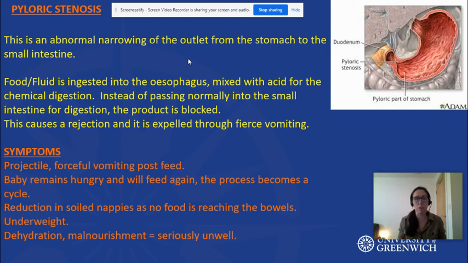So the baby's going to be underweight because they're malnourished. They might also become dehydrated. And when a baby of less than 28 days becomes dehydrated, it's very difficult to reverse that. So you need to recognize the signs of dehydration, and putting that all together, be thinking about these three intestinal emergencies. Again, this baby needs to go to hospital and have an operation.